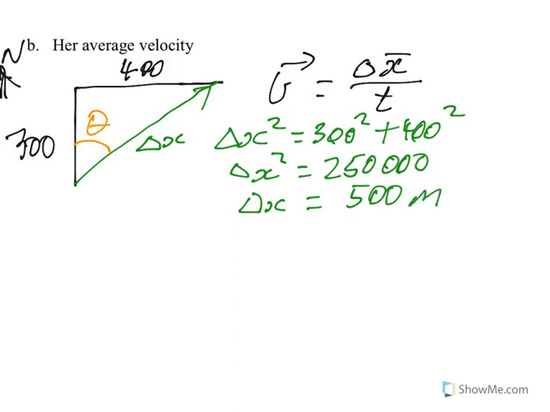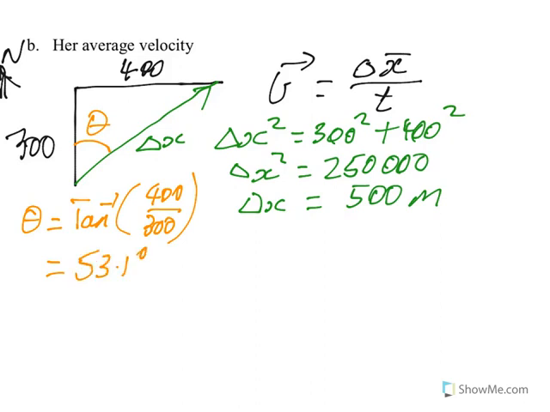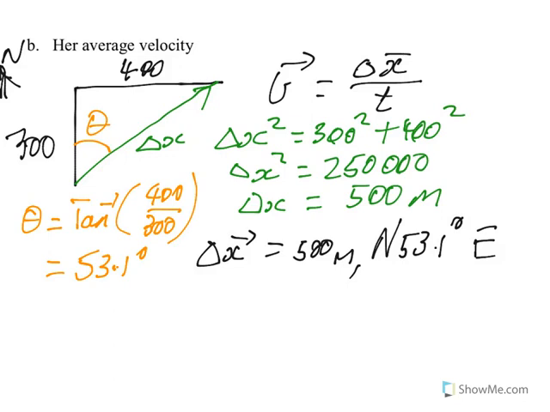Alright, the displacement, we need the angle, don't we? So we need the angle, and tan minus 1 of the opposite, which is 400, over the adjacent, which is 300. You do that on your calculator, and you get 53.1 degrees. So the displacement then is 500 metres north, 53.1 degrees towards the east.